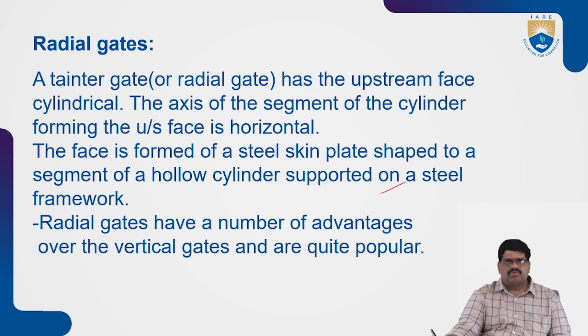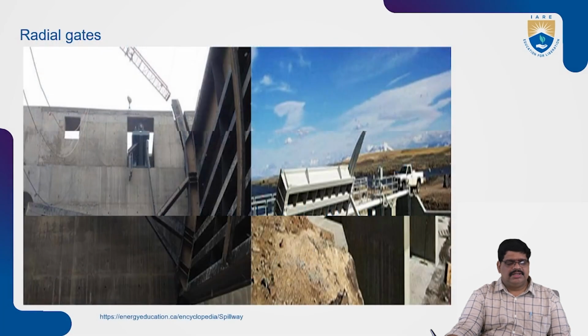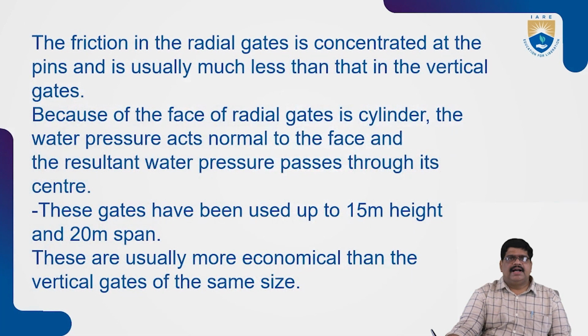Vertical gates are quite popular, but in radial gates the friction is concentrated at the fixed trunnion. Because of the cylindrical face of the radial gate, the pressure is normal to the face, and the resultant of the water pressure passes through the center. These gates can be provided for heights of 15 meters and spans up to 20 meters. They are usually more economical than vertical gates of the same size.